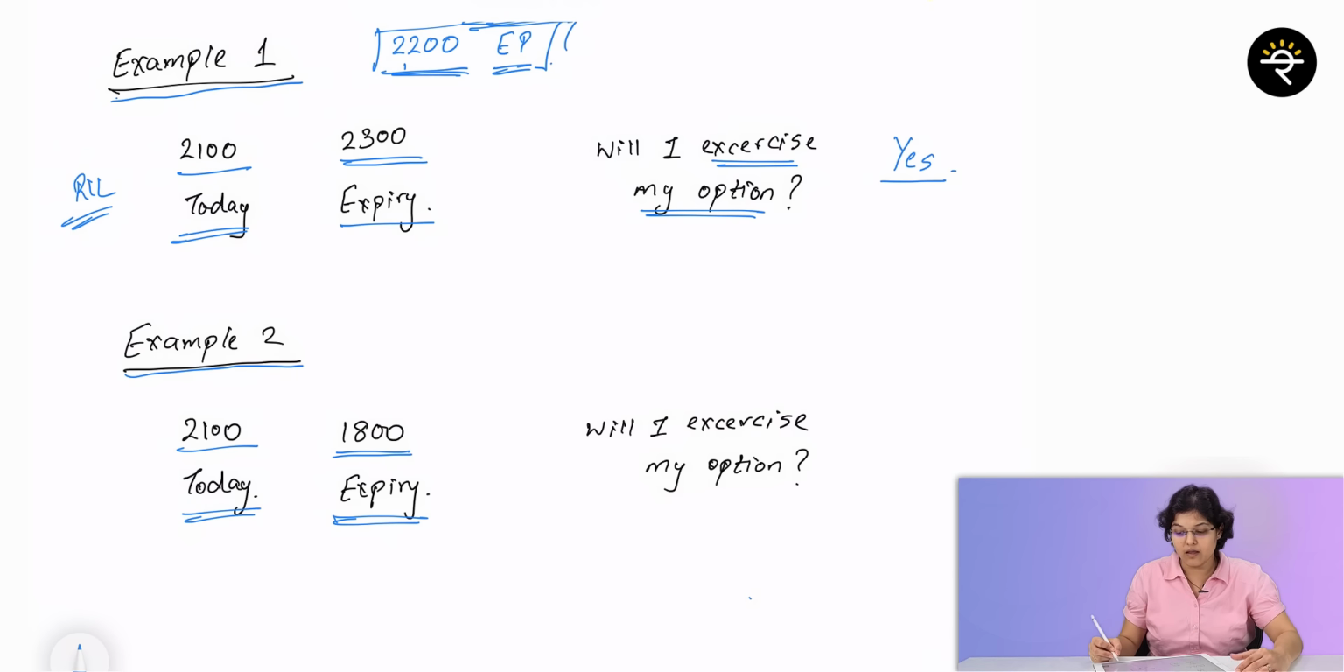Okay, now what will you do? Will you still go ahead with the contract? Will you exercise your option? Has the stock moved in your direction or against your direction? It has moved against your direction. So are you going to exercise this contract? No.